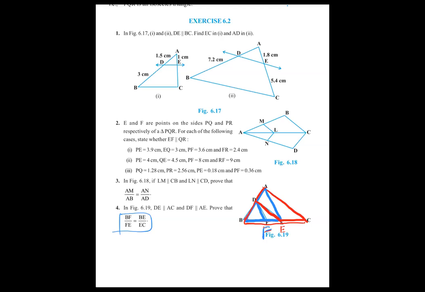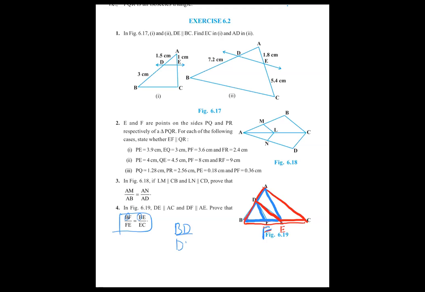Apply two times. On the bigger triangle also apply and on the smaller triangle also apply. Now you see here what kind of thing they are asking. BF upon FE and BE upon EC. So basically you have to apply the parts only. If you apply in the bigger triangle, start from B only because they have also given from B.